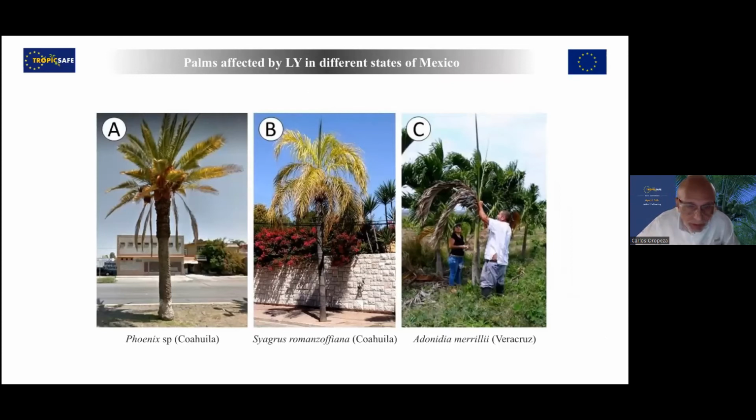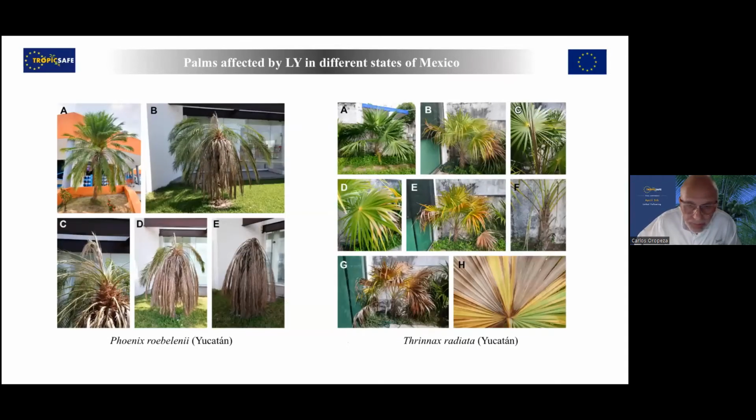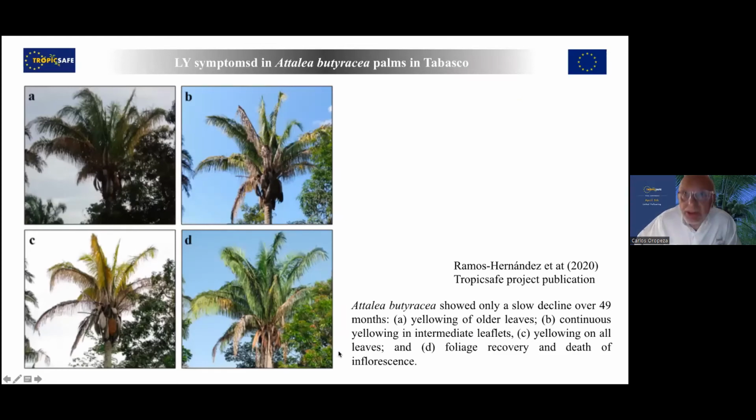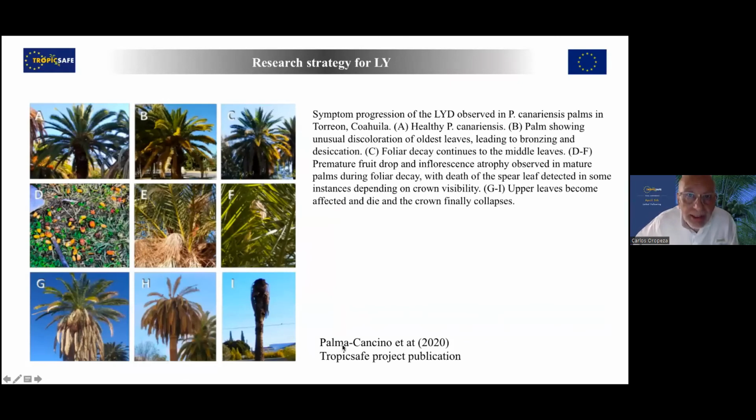Here I'm showing you some pictures of the species in which phytoplasmas were obtained or identified. These are showing the development of symptoms in 2 of them. This is another case in Tabasco. This is a case in a place far away from Yucatan and Tabasco. And in this case, it was an outbreak that killed several hundreds of plants.